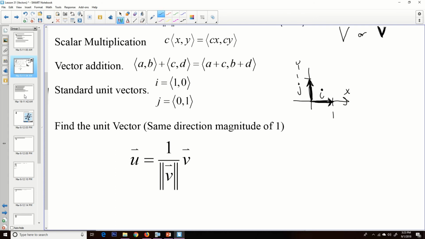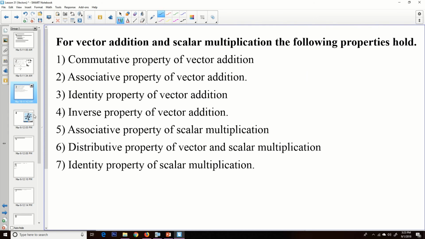And we'll talk about that here in a little bit. Some properties that hold true for vector addition and scalar multiplication. The commutative property of vector addition holds, the associative property of vector addition holds, the identity property of vector addition holds, the inverse property of vector addition holds, the associative property of scalar multiplication holds, the distributive property of vector and scalar multiplication holds, and the identity property of scalar multiplication holds. All right, let's talk some examples here.